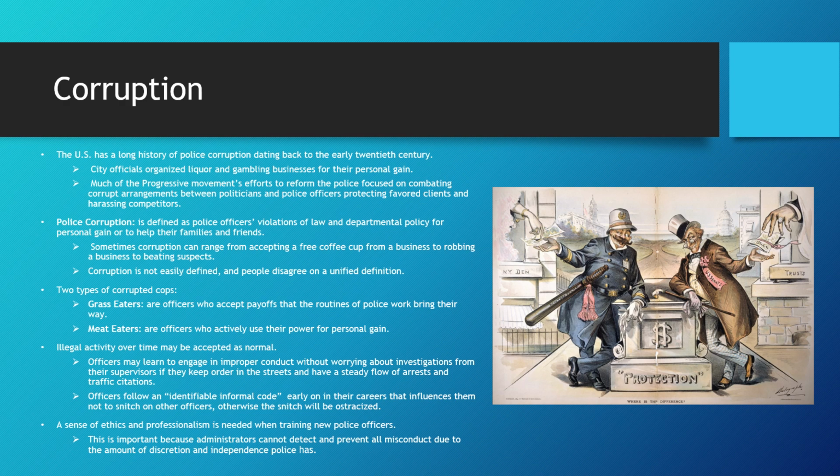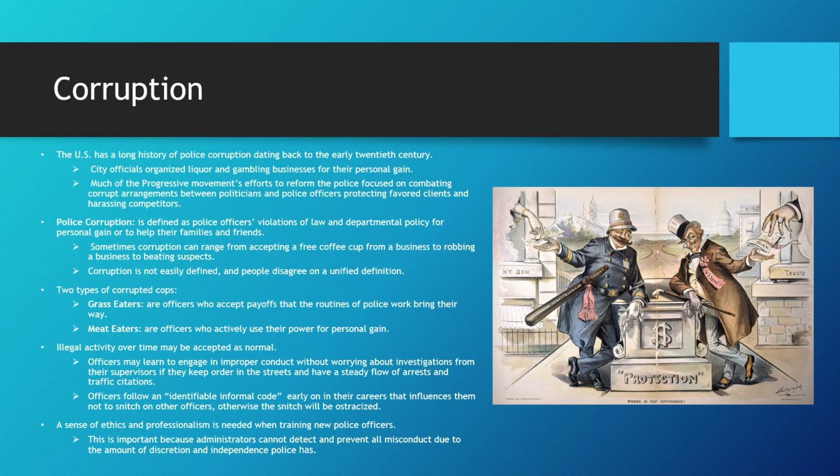It's also important to note that illegal activity over time may be accepted as normal, and this is because officers may learn to engage in improper conduct without worrying about investigations from their supervisors if they keep order in the streets and have a steady flow of arrests and traffic citations. In other words, as long as they meet their quotas, they do not have a fear of any intervention from their higher ups for any kind of misconduct they do.